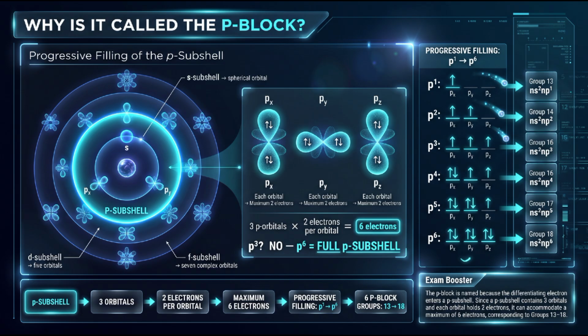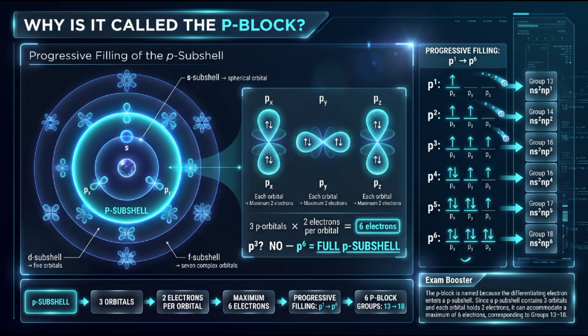The most important idea to remember is that the p-block is defined by the differentiating electron. If the last added electron enters a p-subshell, the element belongs to the p-block. The p-subshell contains 3 orbitals, called px, py, and pz. Each orbital can hold 2 electrons, so the entire p-subshell can accommodate a maximum of 6 electrons. These 6 possible filling stages, from p1 to p6, correspond to the 6 p-block groups, groups 13 to 18.